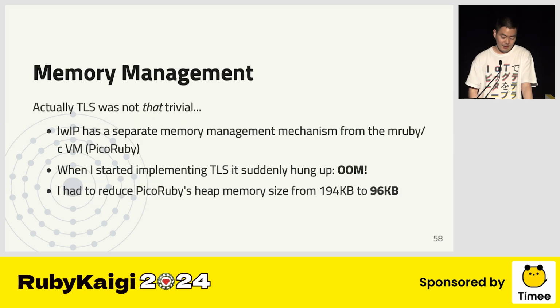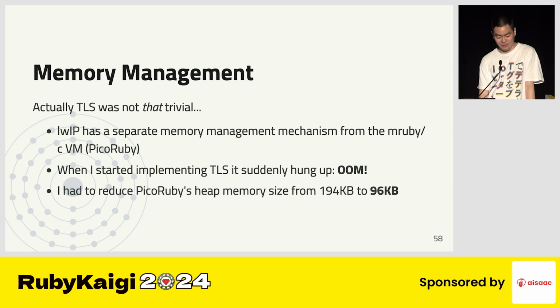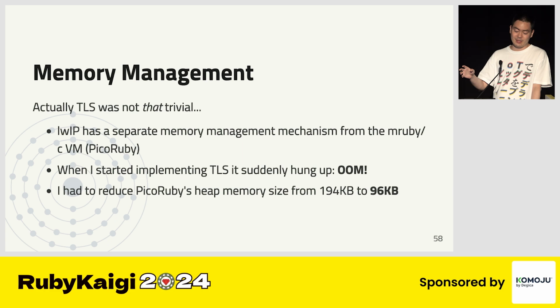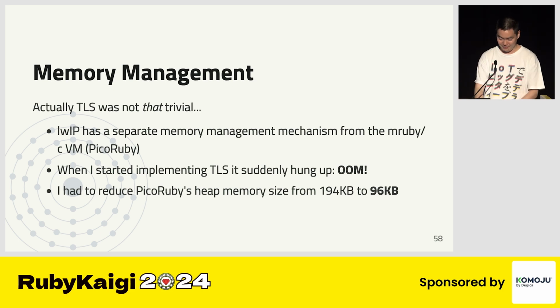I said that the TLS was trivial, but it was actually not that trivial because of memory management. LWIP has a separate memory management mechanism from the MRBC VM or the PicoRuby runtime. So when I started implementing TLS, it suddenly hung up with an OOM. So the LWIP used too much memory that it was running into MRBC VM's memory. And I had to reduce PicoRuby's heap memory size from 194 kilobytes to 96 kilobytes, which is about half. It was already small from the beginning, but it's now even smaller.